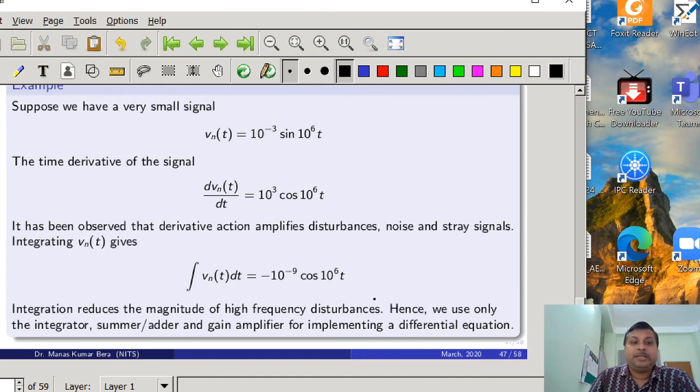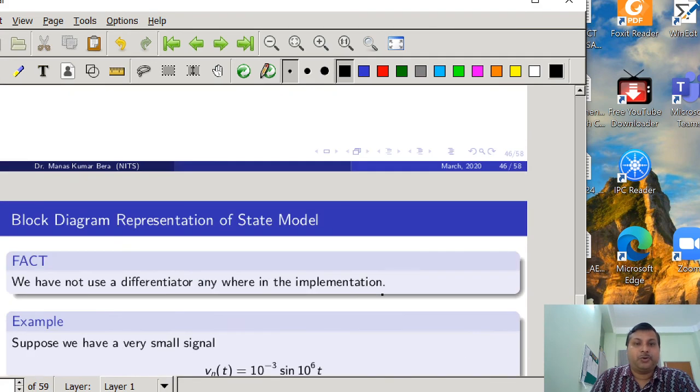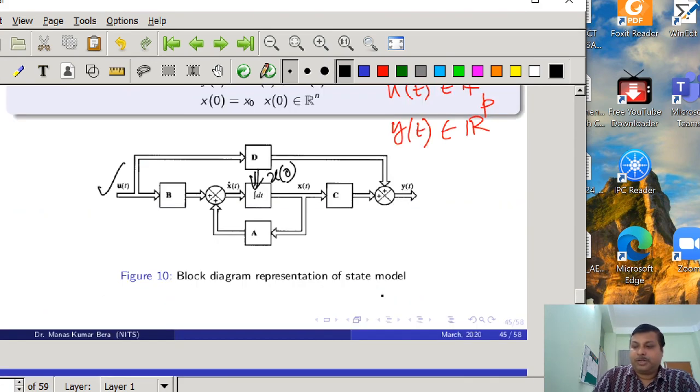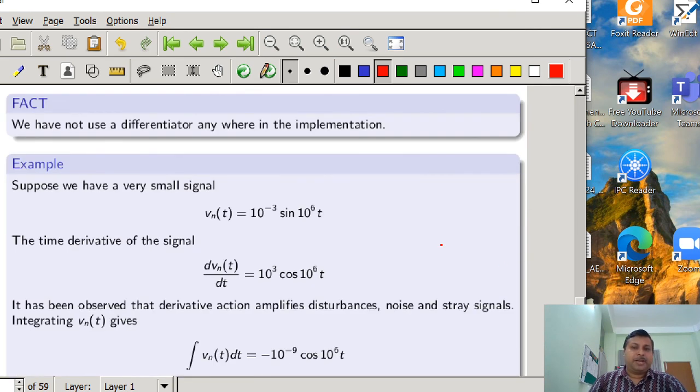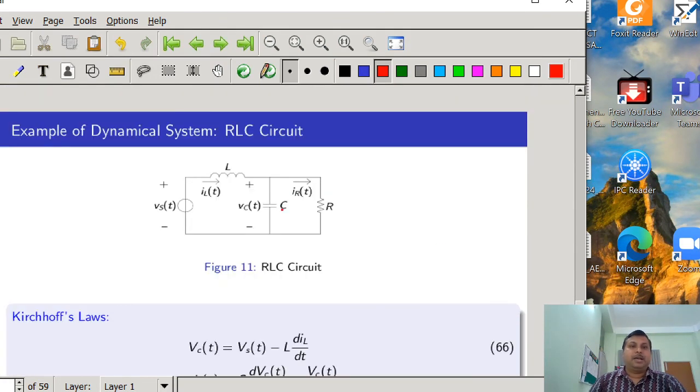Hence we use only the integrator, summer or adder, and gain amplifier for implementing a differential equation. So here you can see the components we are using to implement a set of differential equations: integrator, summer, and gain amplifier, because A, C, D are constant matrices, and to implement them we require only gain amplifiers. So this is the implementation part, as I mentioned. Now we will see with examples how we can draw the block diagram for a given system.